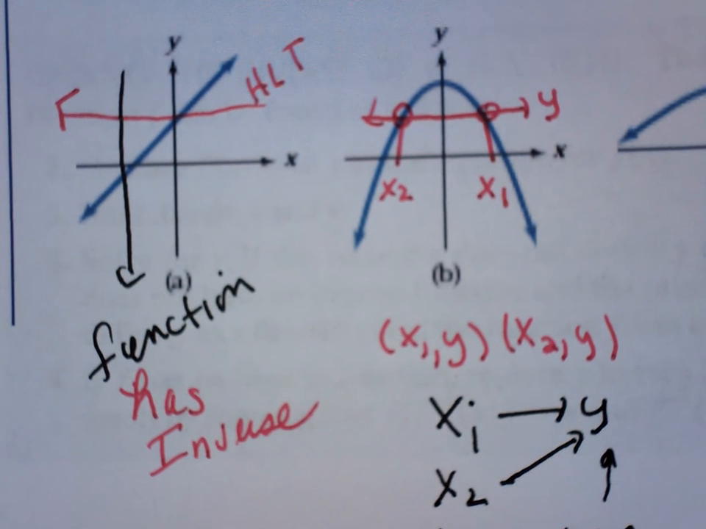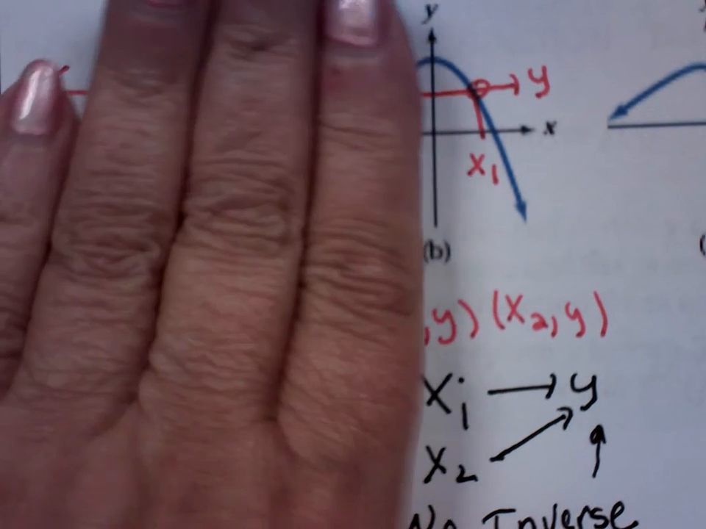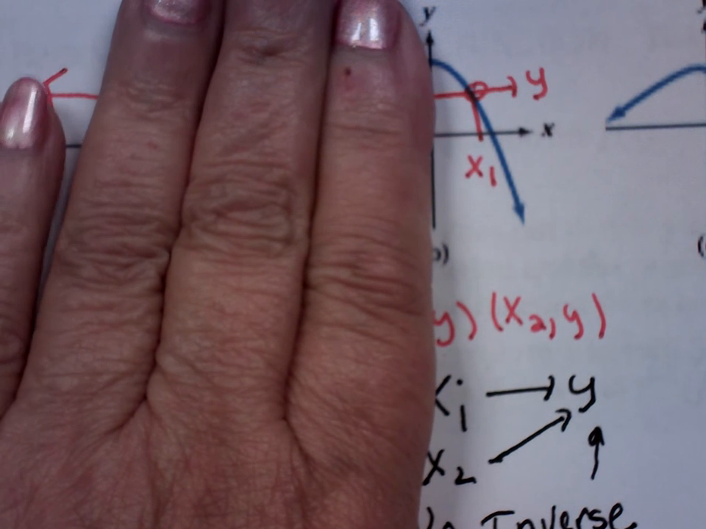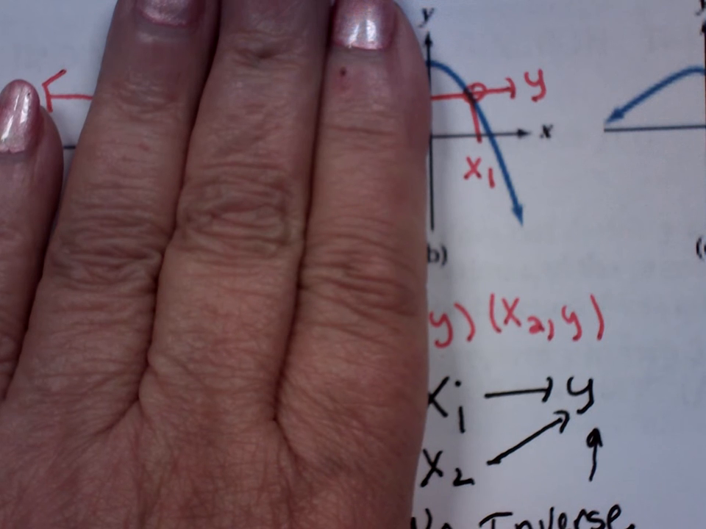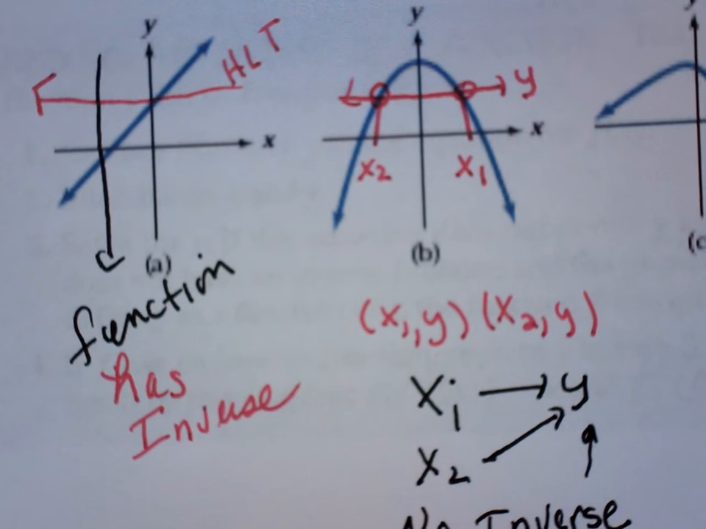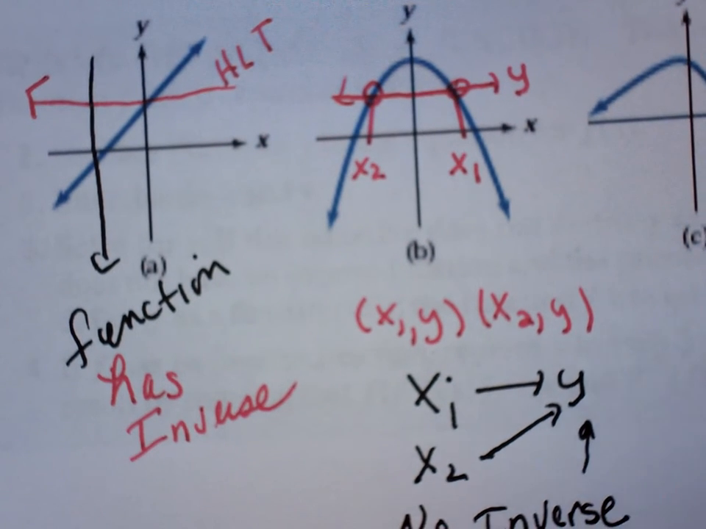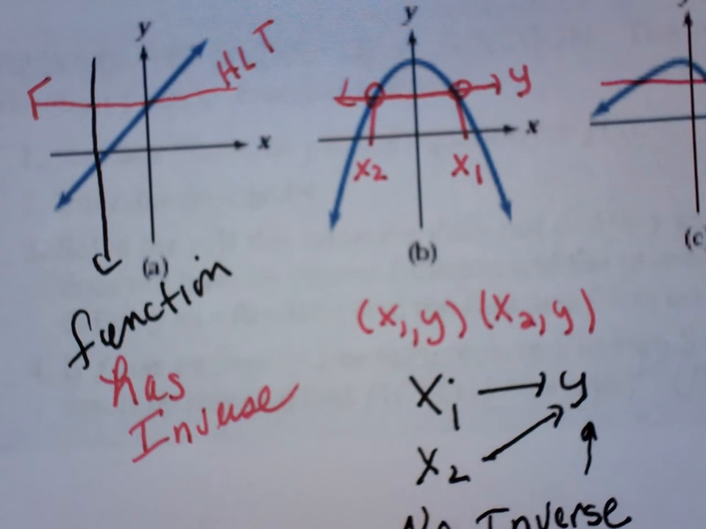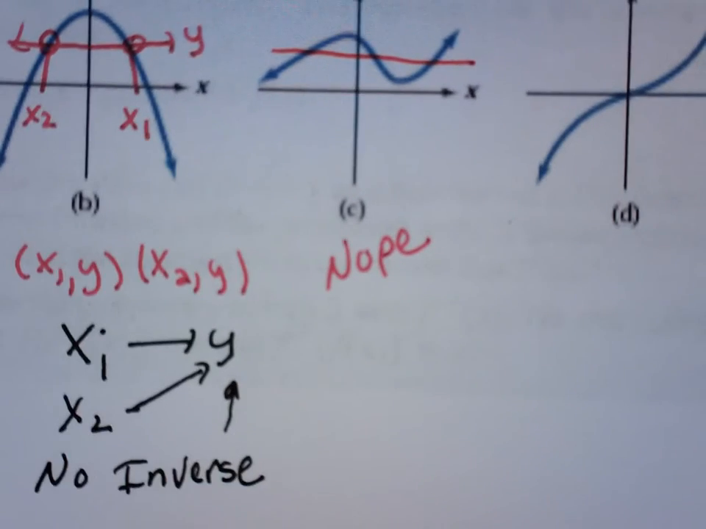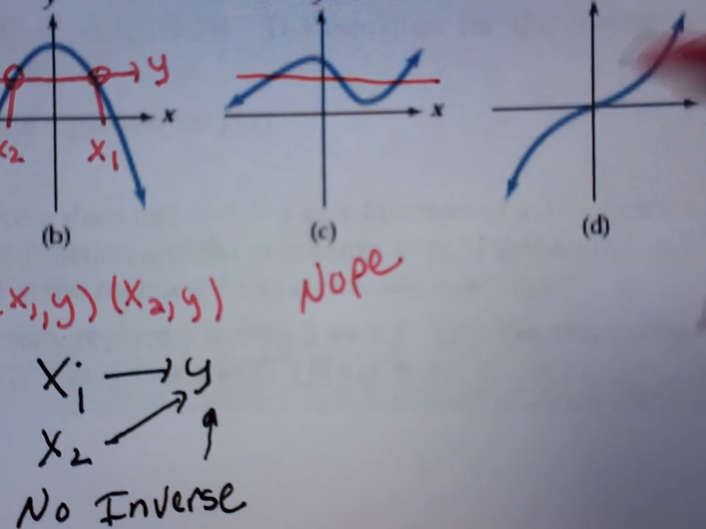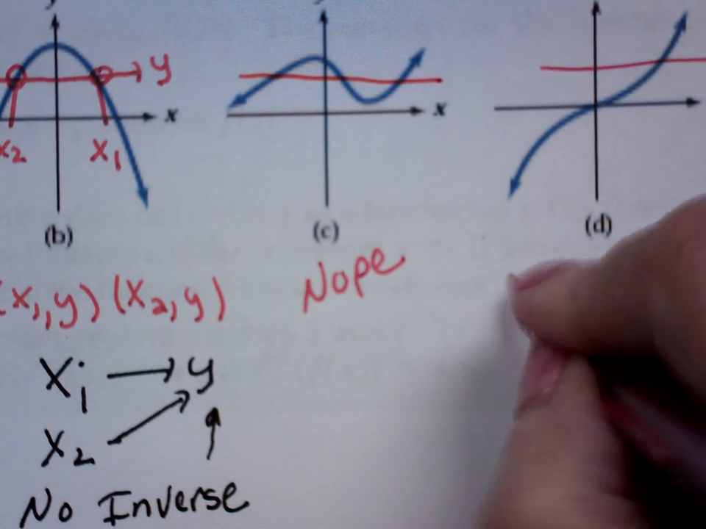However, if I were to just do this and say, I just want x greater than or equal to 0, does that have an inverse? Yeah, I can restrict the domain. We're going to talk a little bit about that when we get into inverses. But as it stands, it doesn't have an inverse. What about this guy? No. What about this guy? Yes.